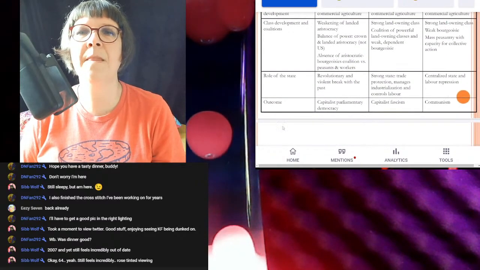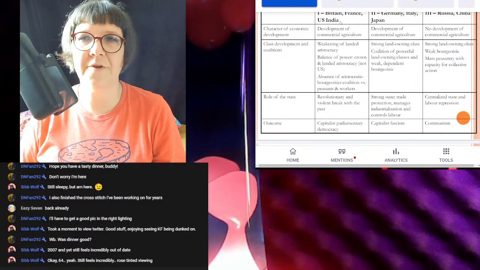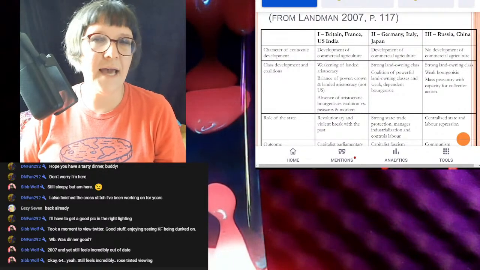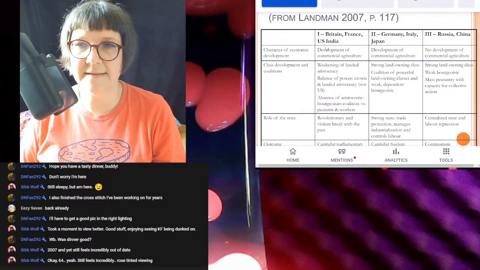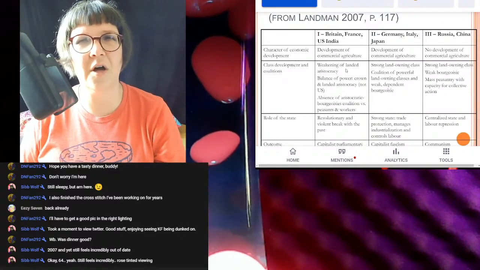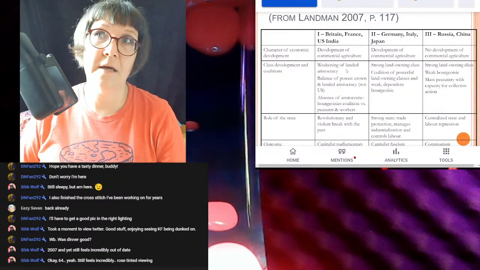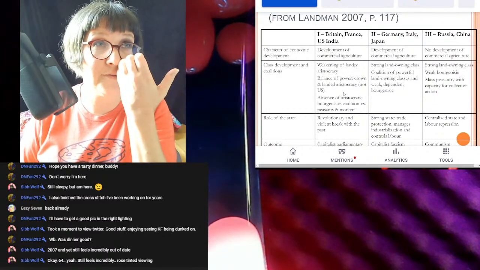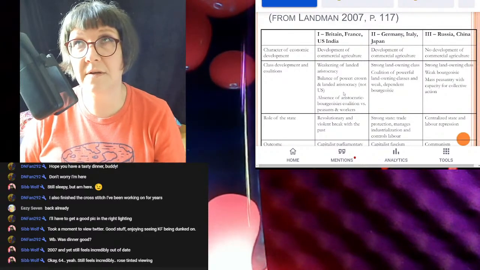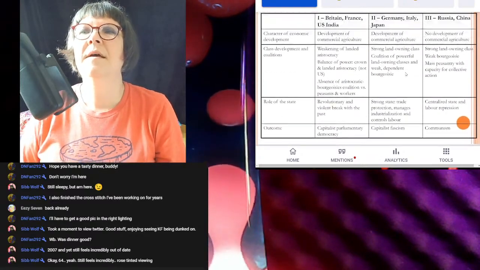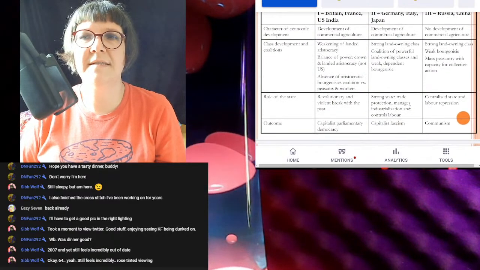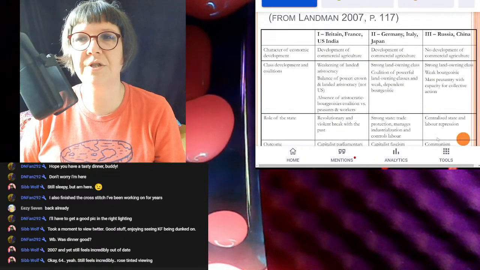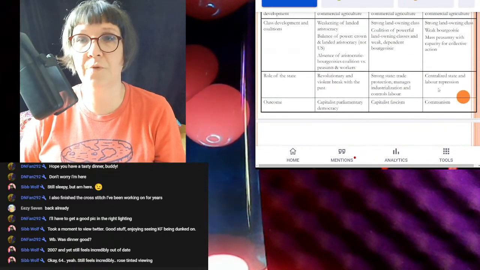The role of the state in Britain, France, India, and the U.S. was revolutionary and a violent break with the past. Britain did have, France had a revolution, the United States had a revolution, India, I don't know if you call it a revolution per se, but they definitely were campaigning against the overthrow. Yeah, I guess you could call it a revolution, although I haven't heard that used a lot to describe it. In Germany, Italy, and Japan, there was a strong state, trade protection, managed industrialization, and controlled labor. And in Russia and China, there was a centralized state and labor repression.